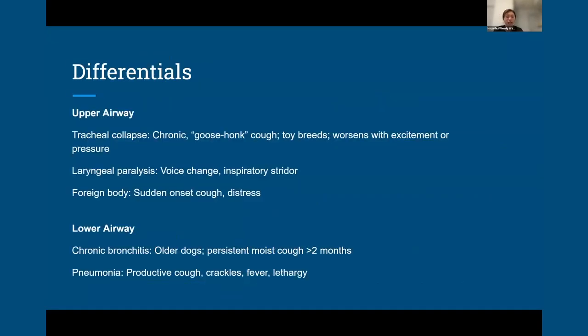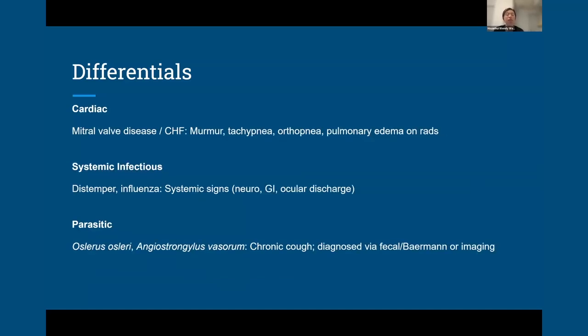Differentials, as I'd already discussed: tracheal collapse, laryngeal paralysis, which causes a voice change, but this is very rare unless the dog also has hypothyroidism or is older, and foreign body. But with a foreign body, there's often more distress, more vomiting, and more low energy. Lower airway wise, it can be chronic bronchitis in older dogs if the coughing persists more than 2 months, and pneumonia if it's a productive cough with crackles, fever, and lethargy.